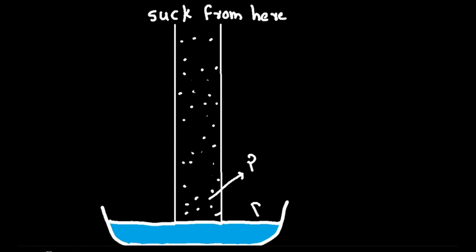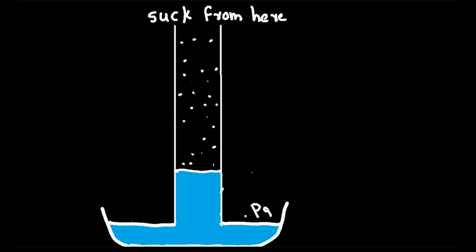And we know that the pressure in this area is PA. So the pressure on the two sides is PA and P. But we know that water at the same height should have the same pressure. So this pressure must be PA, but it is P. So this water increases its height to some level here. And the pressure in this region is PA and in this region is P.